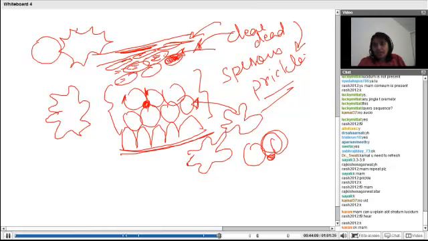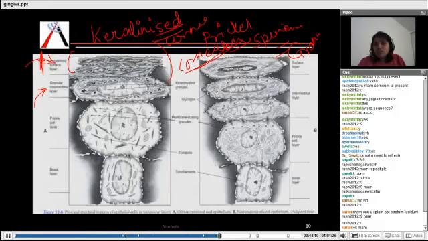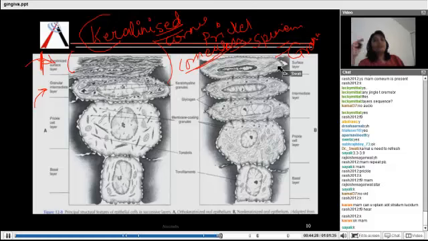In non-keratinized, there is no stratum granulosum. So we have the basal layer, we have the prickle layer, same as in this one. But instead of granular layer, we have an intermediate layer, and then we have the surface layer. We do not call it stratum corneum. So that's the difference between keratinized and non-keratinized epithelium. Get the point? Are you all clear with it?